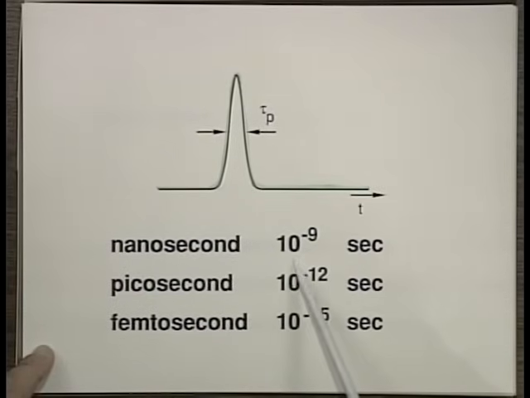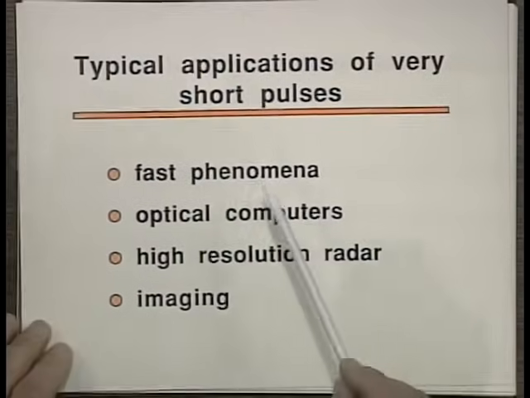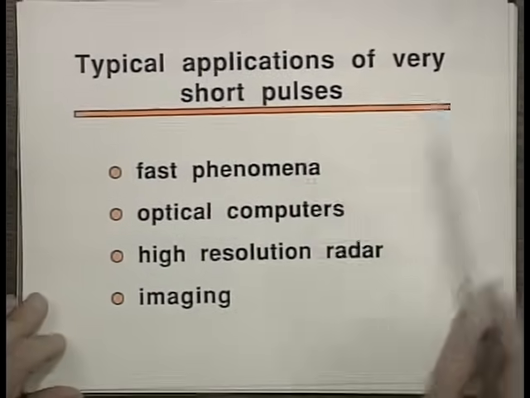So already from below 10 to the minus 12, let's say 10 to the minus 11 or so, this is all lasers, because you can't do it electronically. All right? So again, this is a fantastic property of lasers. And let's mention at this stage what are some applications of very short pulses.